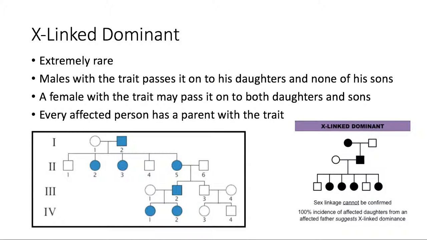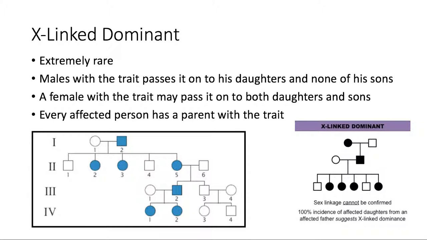And the last one, X-linked dominant, this is extremely rare. Males with the trait pass it on to their daughters and none of their sons. So males pass it on to their daughters and not to their sons. A female with the trait may pass it on to both daughters and sons, and every affected person has a parent with the trait. There's not going to be a lot of pedigrees that we look at with X-linked dominant.